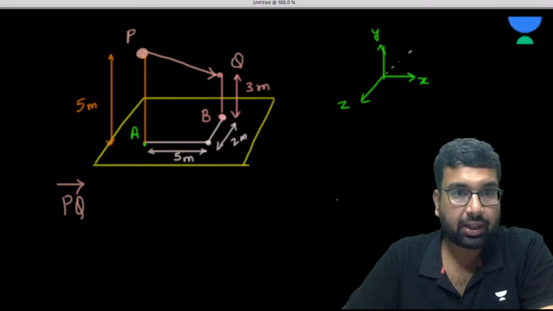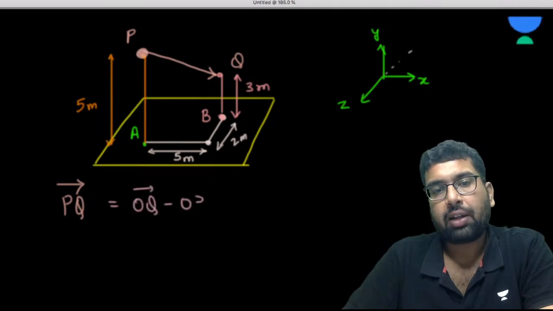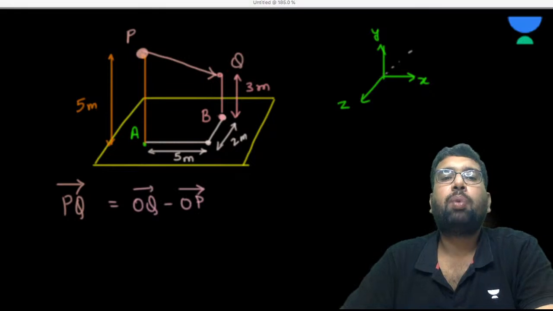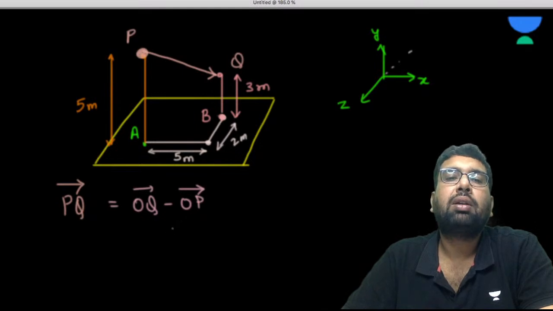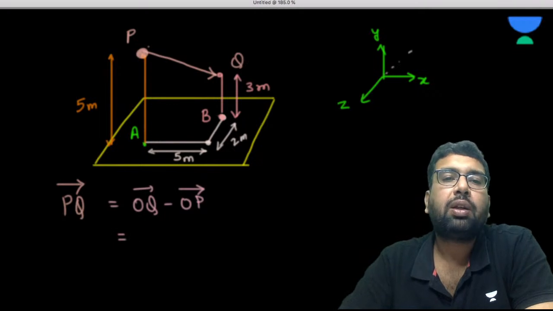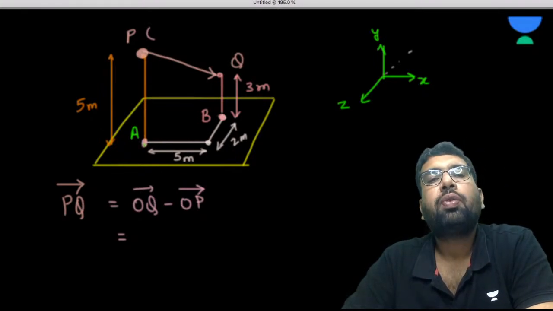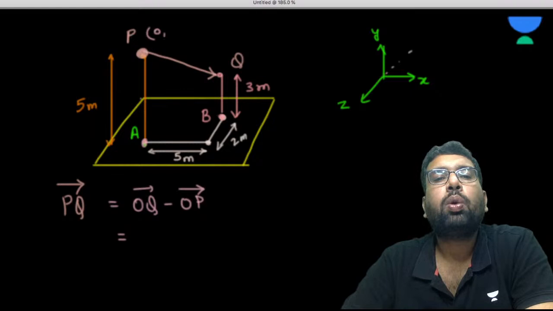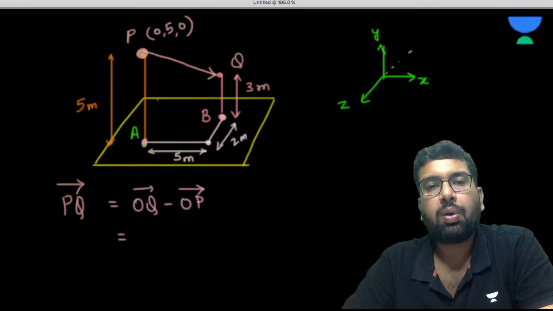We understand that we can write it like this: OQ vector minus OP vector, that is, the position vector of the final point minus the position vector of the initial point. Now what are going to be the coordinates of P and Q? See this coordinate P. Let's consider A as your origin, because all the movement started from here. So this is your reference point. Here X is 0, and this pole, this is Y, so that is 5, and this is 0. So this is going to be the coordinate of it. Do you agree or not?